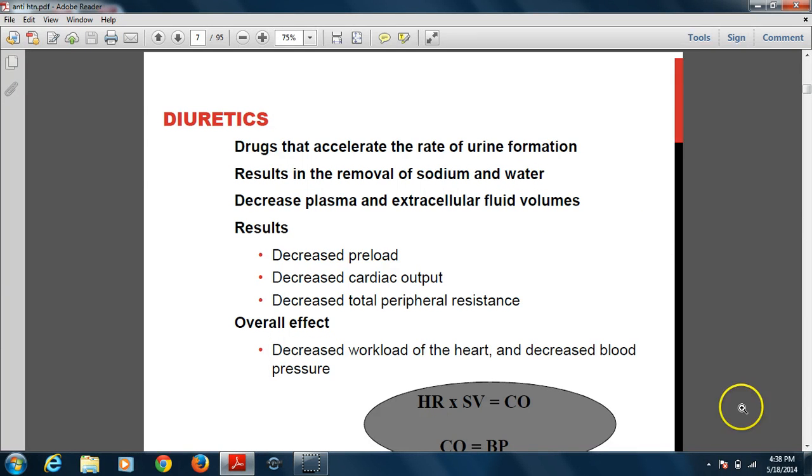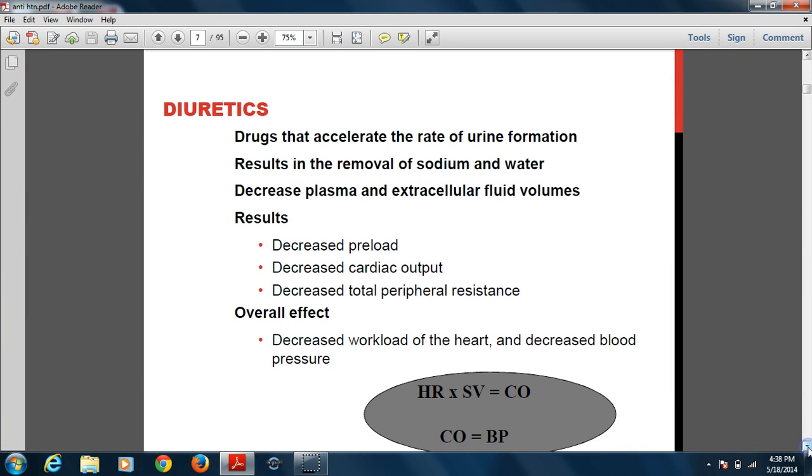So let's talk first about diuretics. Diuretics are very commonly prescribed, and what they do is basically just accelerate the rate of urine formation. They make us urinate. What happens, though, is when we urinate, we remove sodium and water from the body. When we do that, we basically decrease our plasma and extracellular fluid volumes.